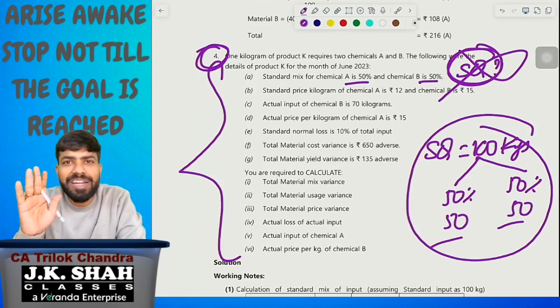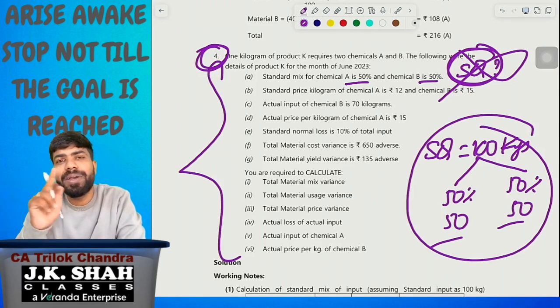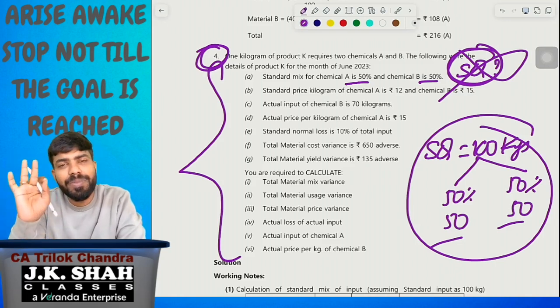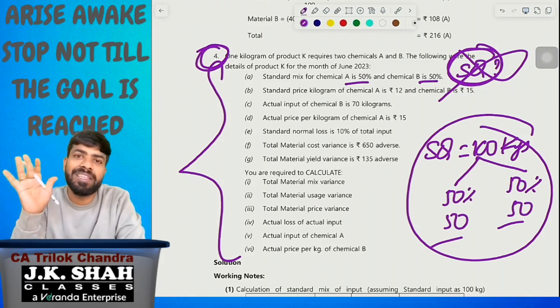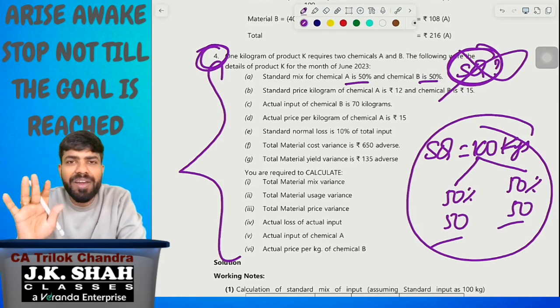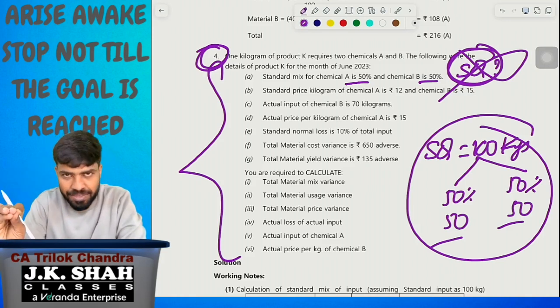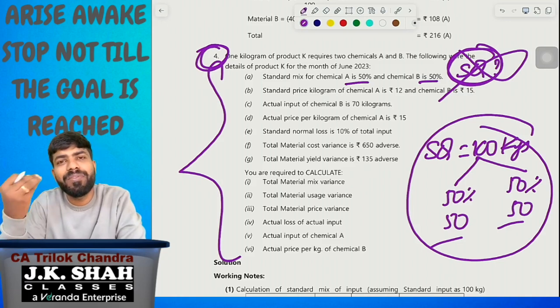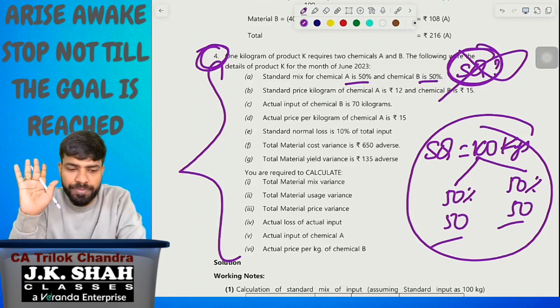As I told you, try to remember the formulas: 1 minus 2, 3 minus 2, 1 minus 3, 4 minus 3, 1 minus 4. These formulas are similar for the upcoming variances like labor, variable overhead, fixed overhead, sales variance. In this video, I have discussed only material variances. I am going to discuss the labor, variable, fixed overhead later on.